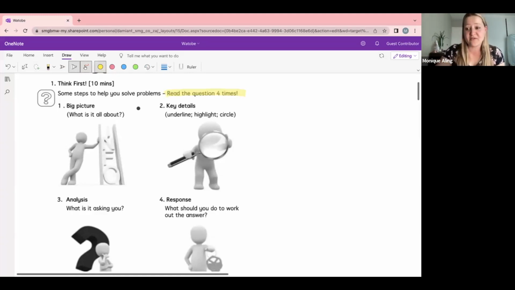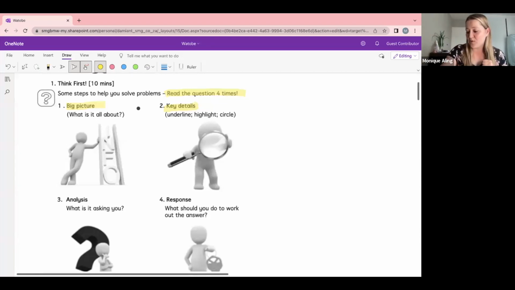The first time you read it, you think about the big picture. What is it all about? Are we looking at measurement, volume, surface area, for example? Okay. Now that we know that it's mostly about measurement, we then look at key details. Okay, so you've read it now. Second time, highlight key details. Have they given you certain dimensions? Have they given you the height, the width, etc.? What have they given you? You highlight that important stuff.